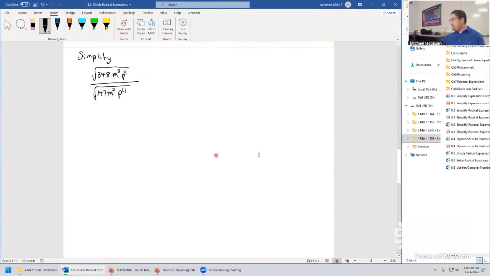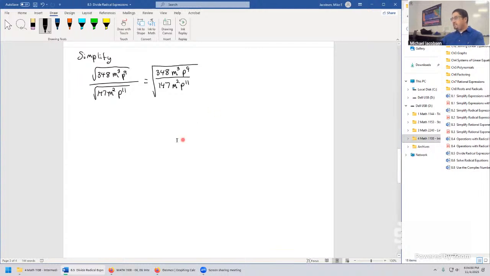Okay, so let's try this one out. Thanks again for suggesting this, Tracy. I'm sure the others, when they take a look into this video, will appreciate this one as well. The first thing I would probably do in trying to simplify this is write it under one overall square root. So we're looking at the square root of 348 m cubed p to the power 9 over 147 m squared p to the power 11.